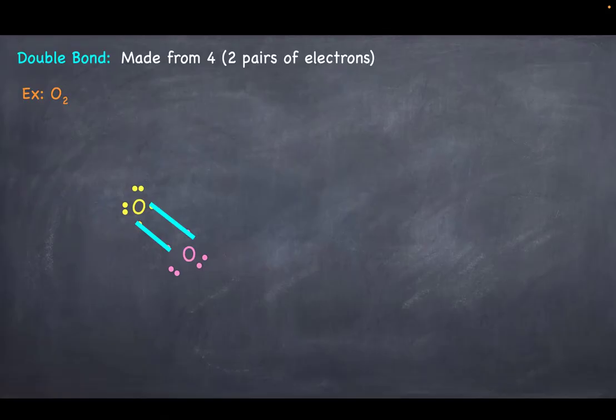Now let's take a look at an example with a triple bond. So triple bond is, by the way, the maximum number of bonds you can get. So you can either have a single bond, a double bond, or a triple bond. You cannot have more than 3.